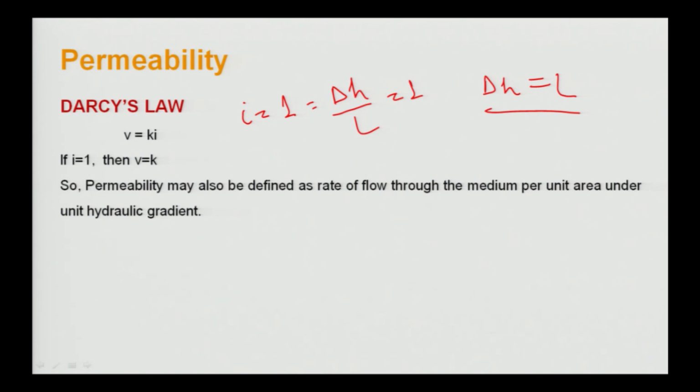So, permeability at that point will be defined as the rate of flow through the medium per unit area under unit hydraulic gradient. The unit will be what? Meter square per second. So, this will be the unit there.